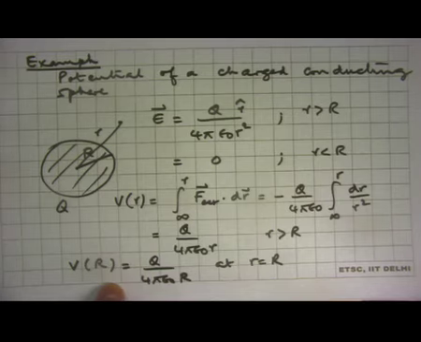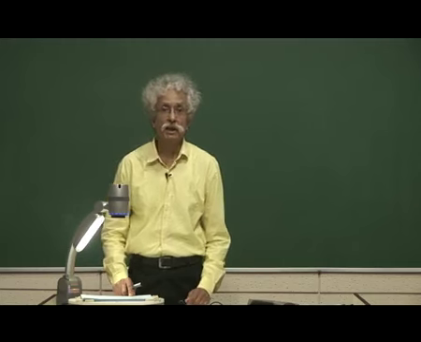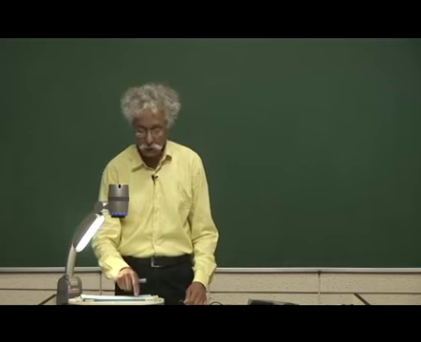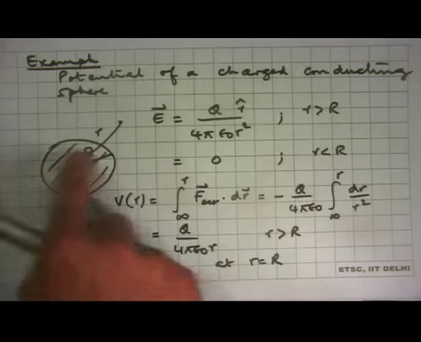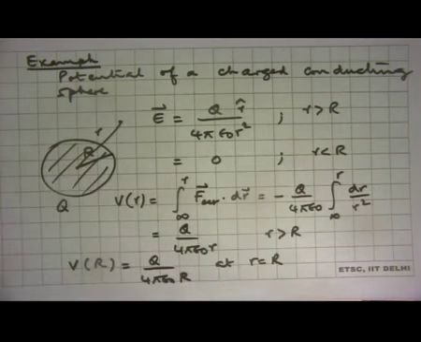Remember, potential is related to the work done in moving a charge. Because there is no electric field within the conductor, I do not have to do any work in moving the charge anywhere within the conductor, which means that the potential inside the conductor must be the same as this. So, what I see is, first of all, the entire conductor is at the same potential. So, the conductor forms an equipotential surface.